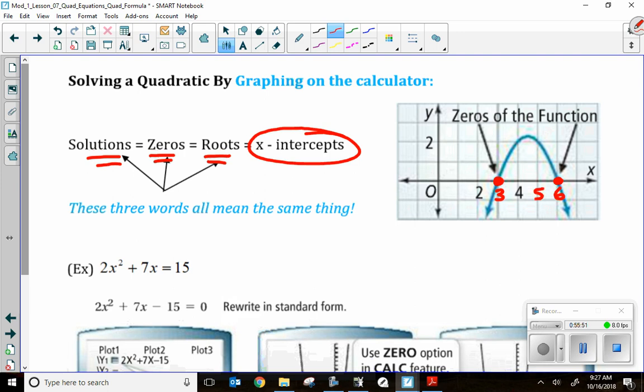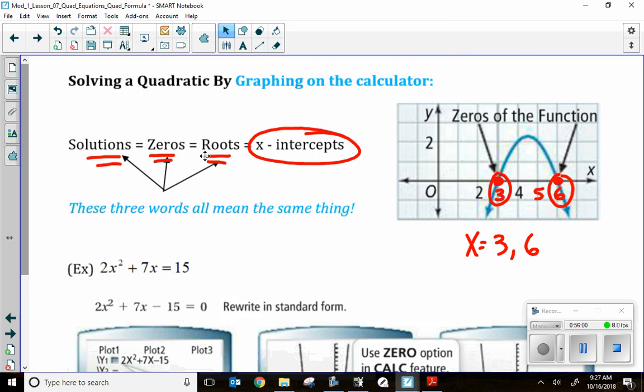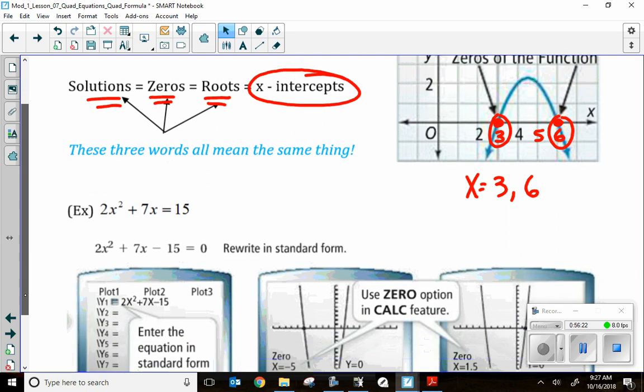Because here's 5. So my solutions for this particular problem will be x equals 3 and x equals 6. Okay? So the question is, how do I do this? Better yet, how do I do this and have the calculator tell me where it crosses? Because a lot of times it doesn't cross nice here at 3 and 6. Maybe it's in between the numbers 2 and 3, and you have no idea what decimal that might be. The calculator can tell you.